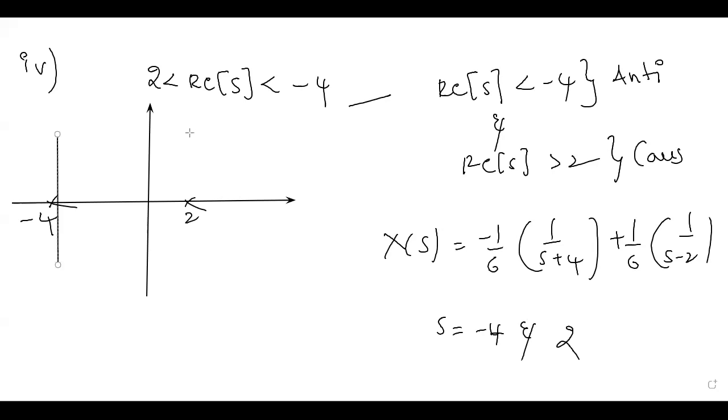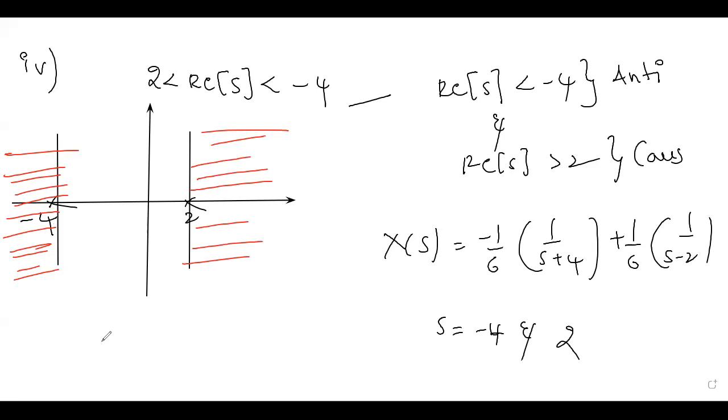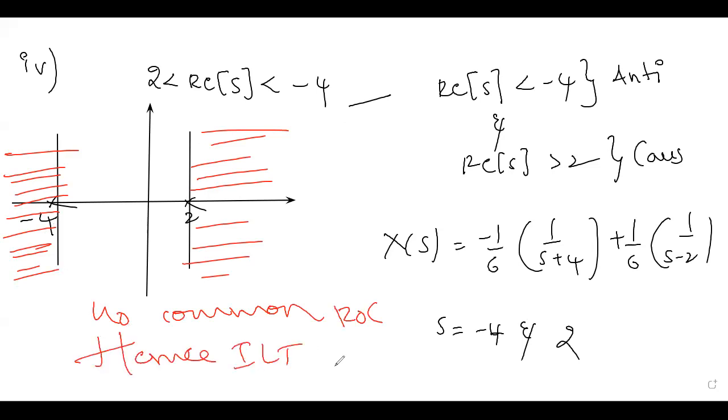Draw lines and observe the ROC here. Real part of S less than minus 4, this side less than minus 4. And real part of S greater than 2, greater than 2 this side. Any common ROC is there? No common ROC. Hence, ILT does not exist for this case. Like that we have to write.